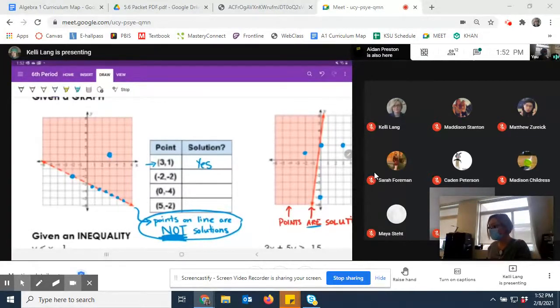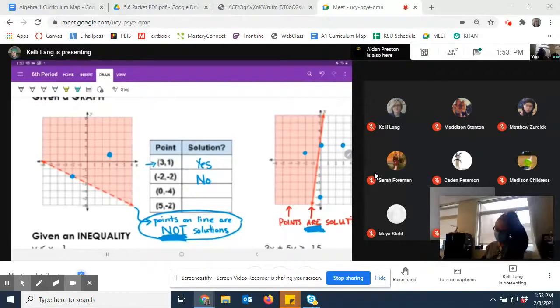I'm really glad you guys are thinking through this and trying to guess and figure it out. But the answer here is no. Boundary line points are not solutions if we have a dotted line. If you have a solid line, they are solutions. If you have a dotted line, they're not. So it's just another wrinkle that you're going to have to try to remember.